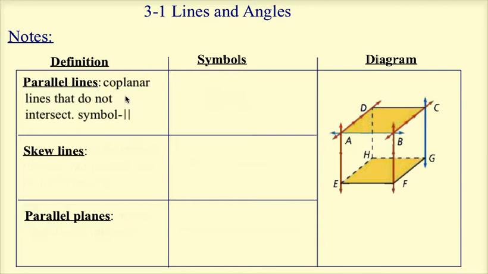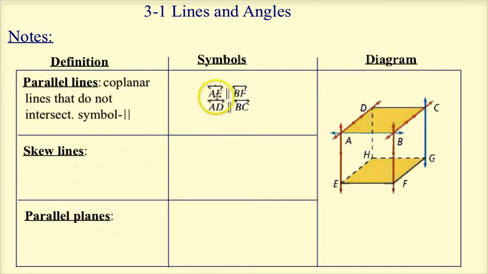So coplanar means they're on the same plane. Remember, a plane is just a flat surface. Coplanar lines that do not intersect. And the symbol for parallel is these two vertical lines side by side like that. So let's look at the diagram and pick out some parallel lines.